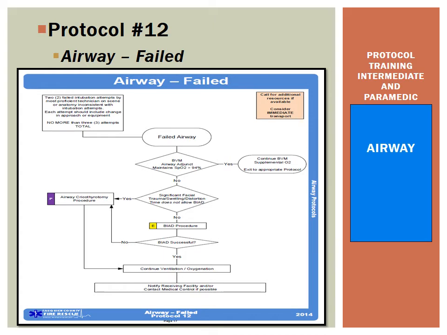Protocol 12 is an airway failed protocol. It basically gives us guidance on when to, for our paramedic providers, head to the airway cricothyrotomy procedure. But also don't forget, for our I and P level providers, we do have the option of the blind insertion airway device if intubation is unsuccessful.